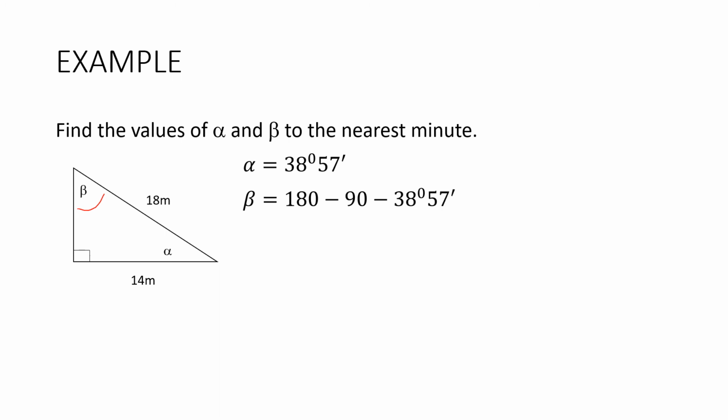You're going to have to do a bit of juggling to put this in the calculator. 180, take 90, take 38 degrees, 57 minutes. And when you get your readout, it's going to be a decimal. So you're going to have to press the degrees, minutes, seconds button again. And our answer is 51 degrees and 3 minutes.